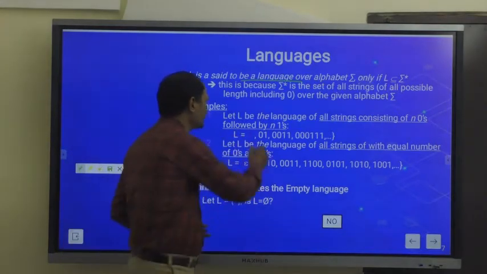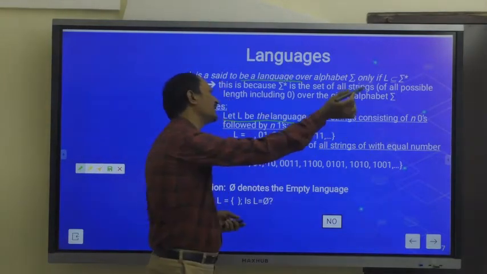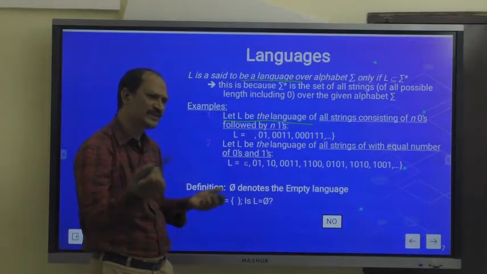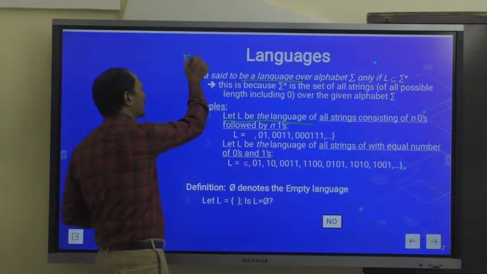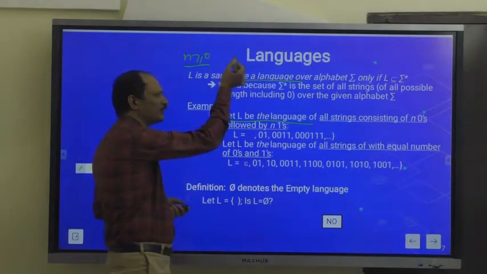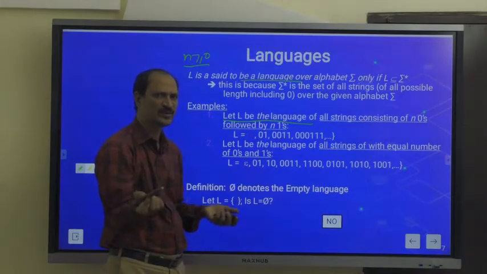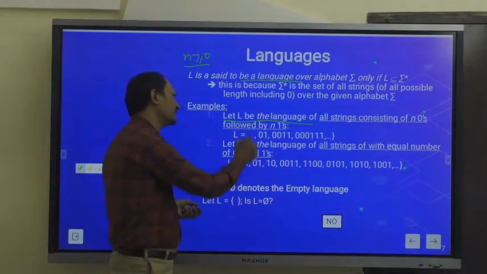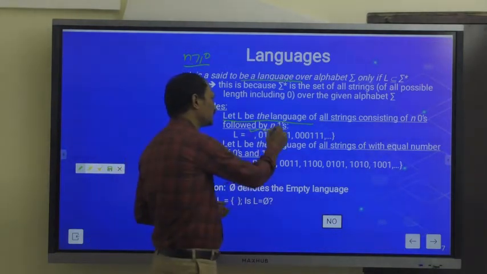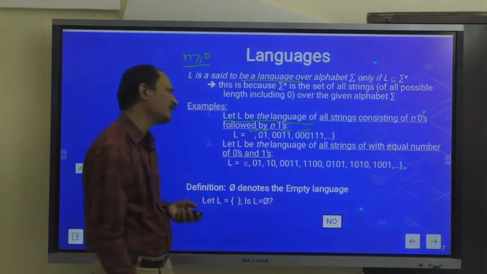For example, let L be the language of all strings consisting of n zeros followed by n ones, where n starts from 0 onwards. If n is equal to 0, what do we mean by that? Zero zeros followed by zero ones, so nothing is followed by nothing, which means epsilon, the empty string. Then one 0 followed by one 1, two zeros followed by two ones. That is the exact meaning of it.